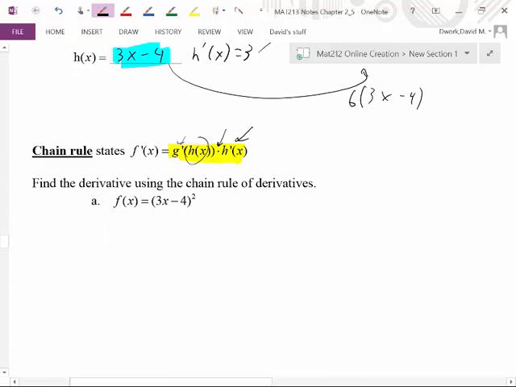So looking at this function, f prime. Okay, here we go. The outside function was that squared, right? So what's the derivative of something squared? It's 2.